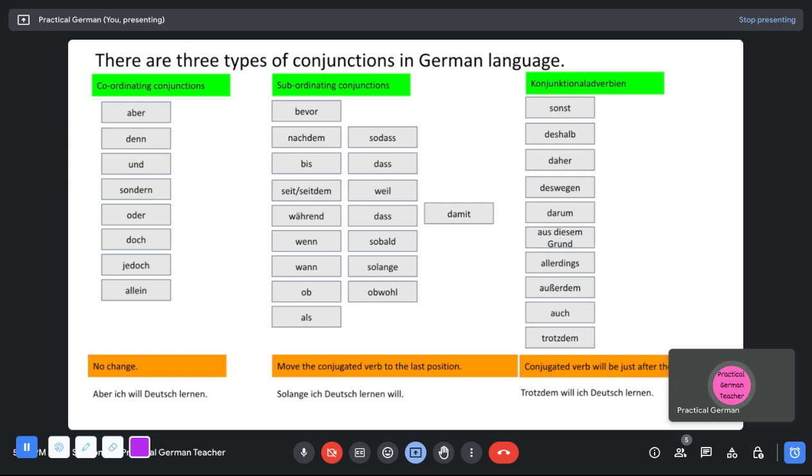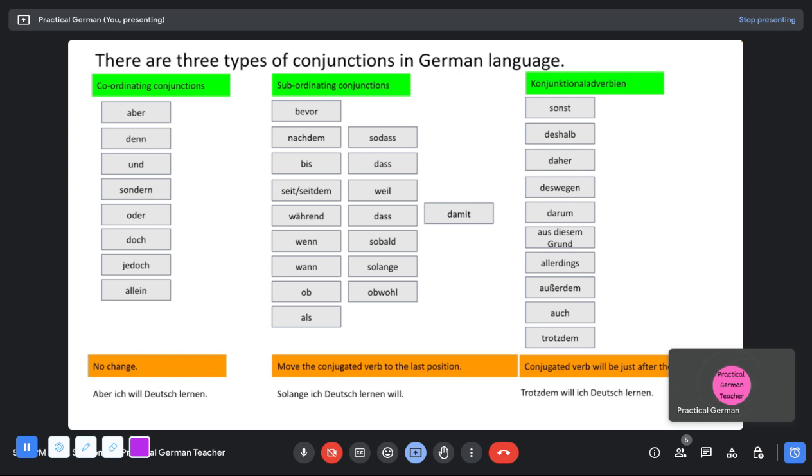Conjunctional adverbial, okay. Conjunctional adverbial. You don't need to know them. I mean, I don't. No one is expecting you to know what these are called. But they are conjunctions, but they are also adverbs. Okay, continue. Sonst.